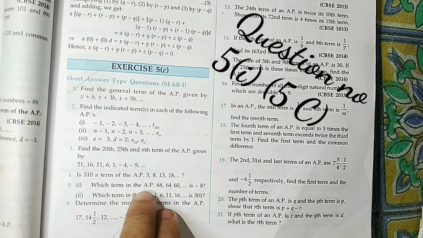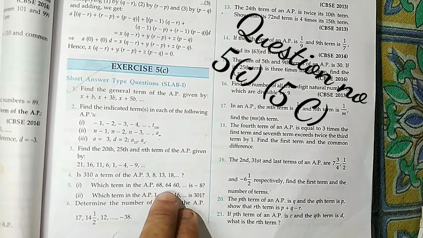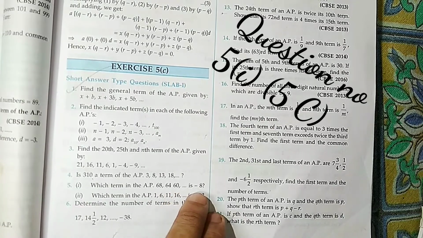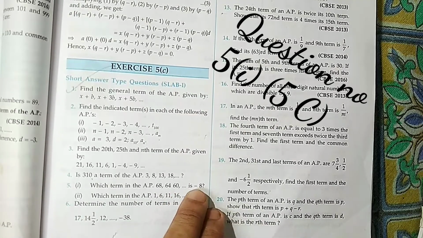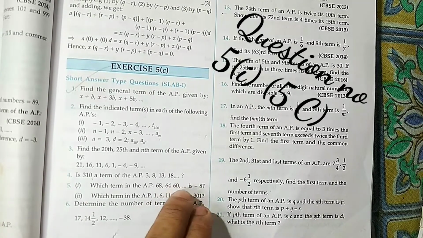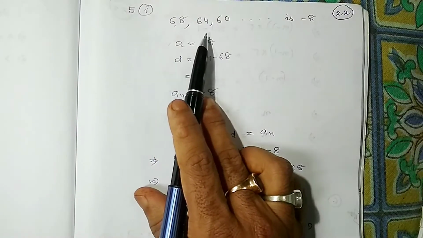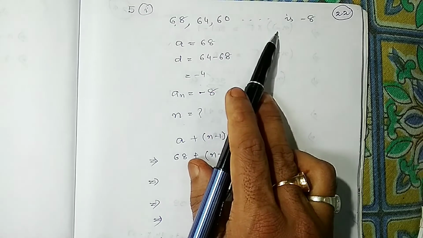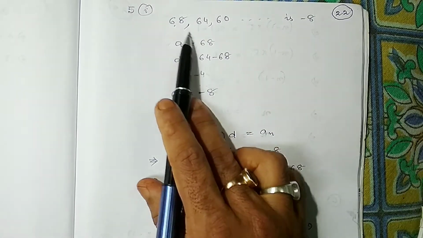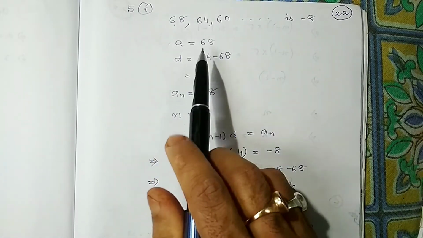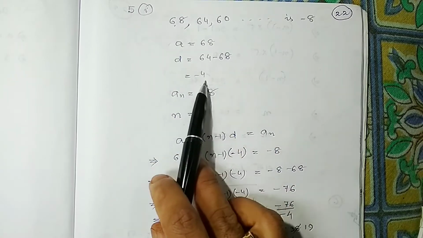Which term in the AP 68, 64, 60 is minus 8? That means minus 8 is a term of this AP. We have to find which term is minus 8. Here 68, 64, 60 is the given AP. So A is 68. How to find D? Second term minus first term, we got minus 4.